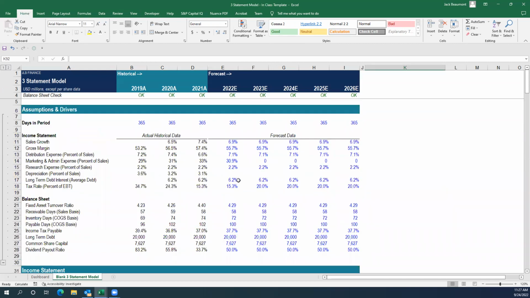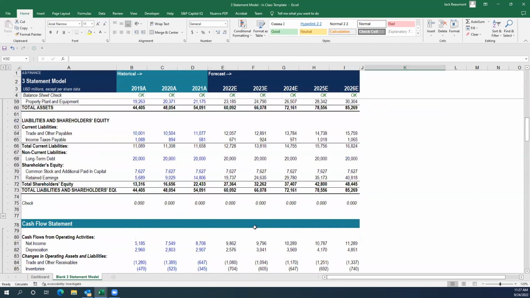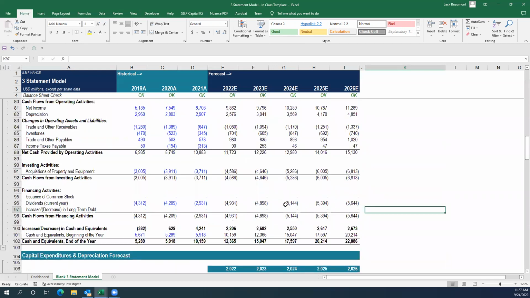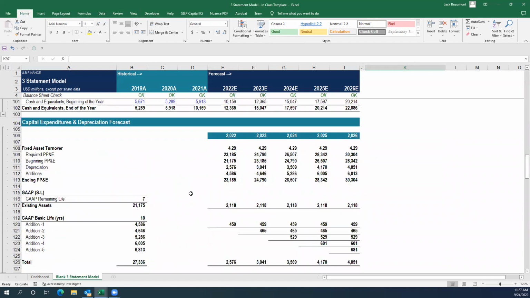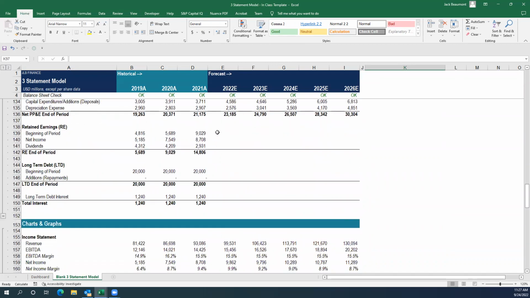So now you can see we've got a nice three-statement model. We've got our assumptions in here. We've got our income statement done, balance sheet completed, cash flow statement completed. We have our additional supporting schedules. We've got our capital expenditure and depreciation forecast. We can fill out this here. It's just additional information.